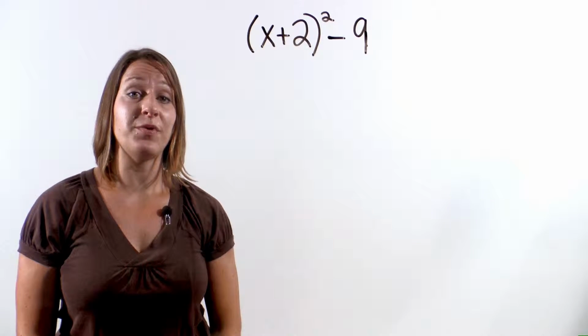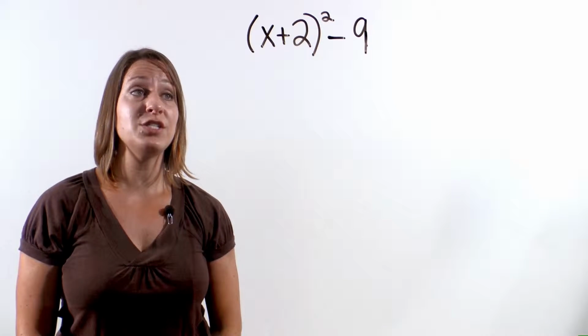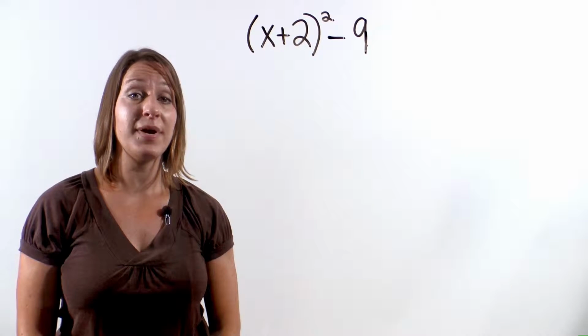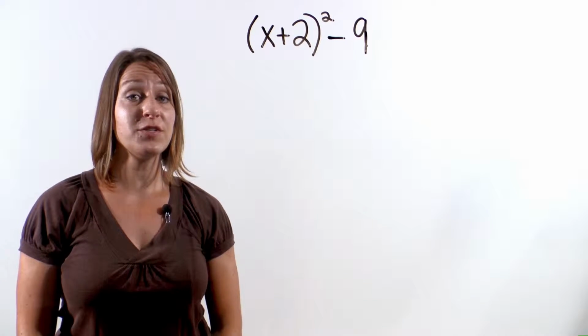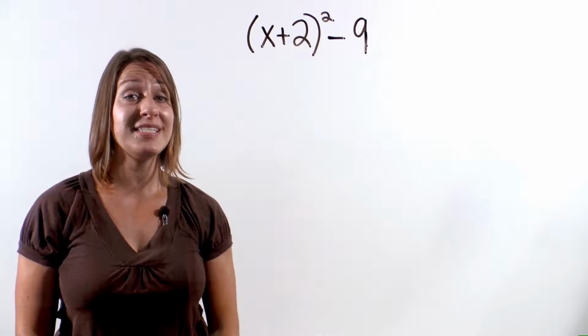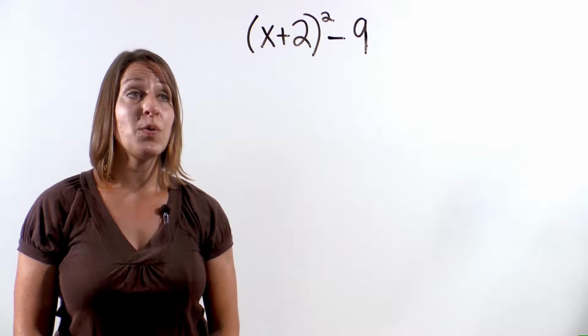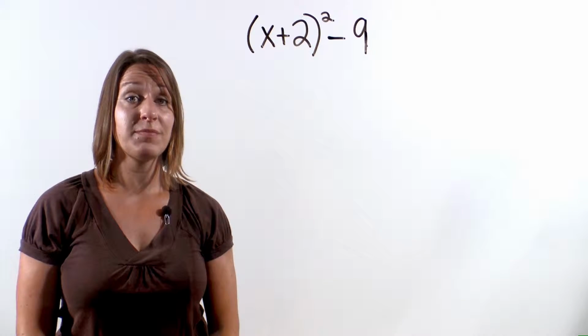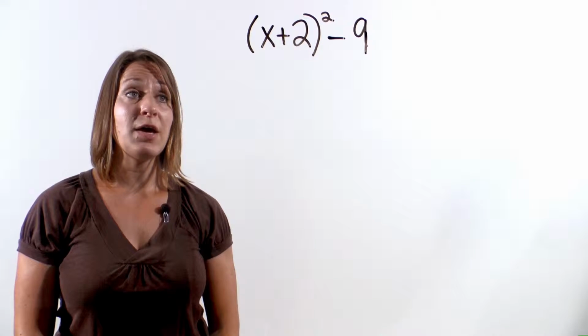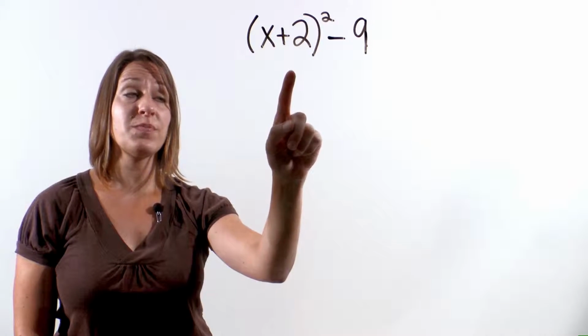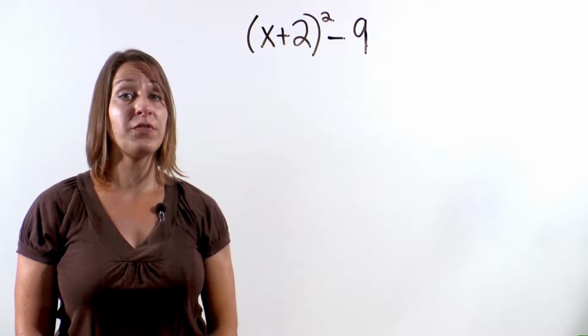Okay, let's try one more example. We have x plus 2 quantity squared minus 9. The first thing we need to do is make sure this is a difference of squares. Well, it definitely is a difference because of the subtraction sign, but are the first term and the last term perfect squares?